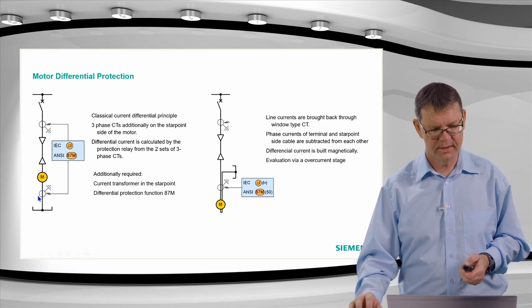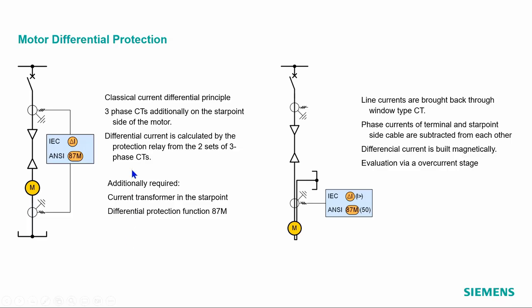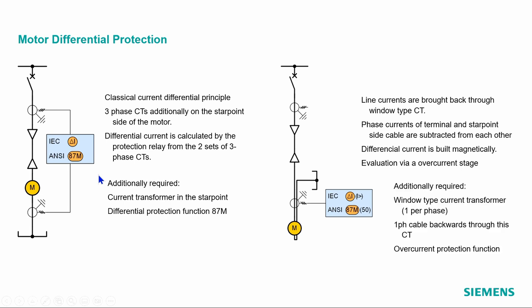Here additionally required are 3 phase current transformers and the differential protection function in the relay. Here we need additionally this window type current transformer, 1 per phase, so 3 in total. We need single phase cables, and we need to bring them back through this window type CT and make the star point here. So it's a little bit more wiring or mounting effort. As a difference, we have a simpler function. It's just an overcurrent protection function.